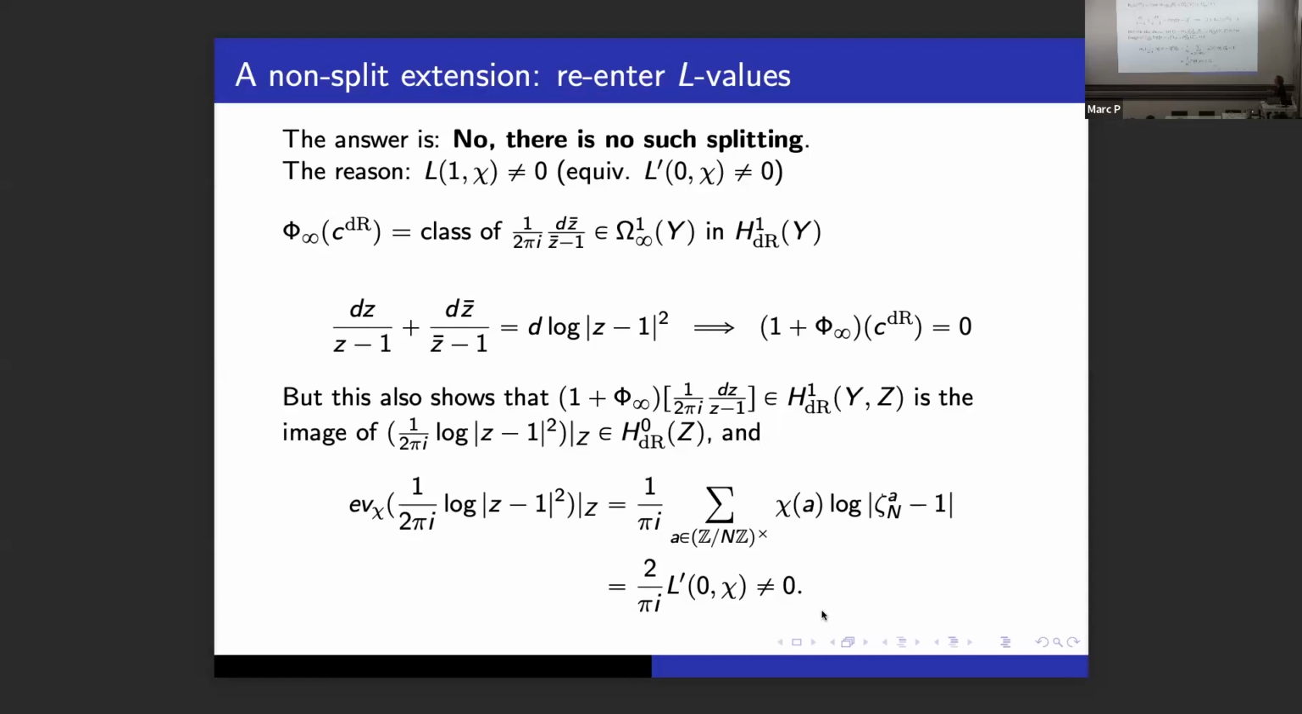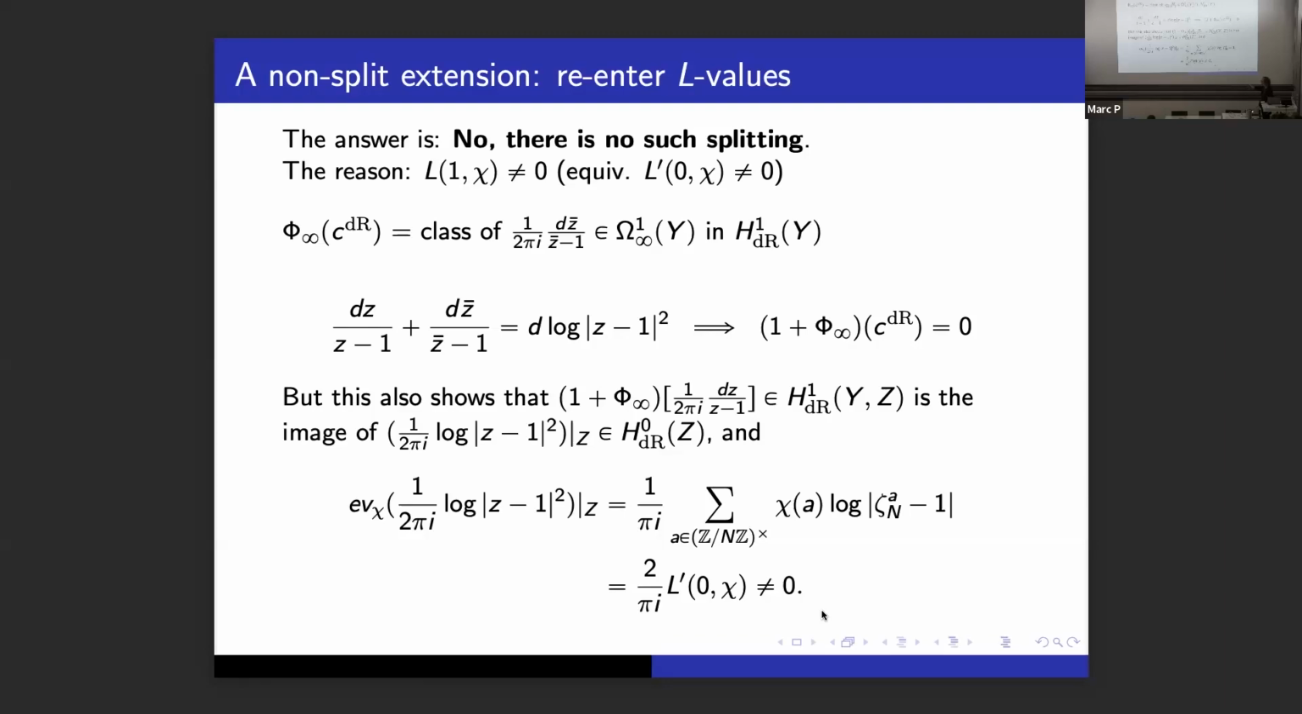So that's another smooth differential. And we have this relation. We can check, this is a nice simple formula. One can check that the sum of these two differentials is just d of this nice function, the log of the absolute value of z minus 1 squared. So that means that the sum of these two differentials is 0 in H1 de Rham of y.